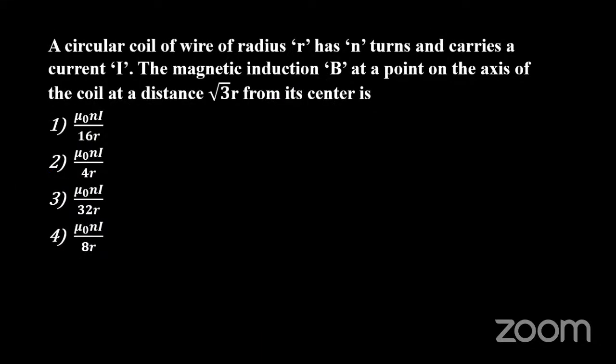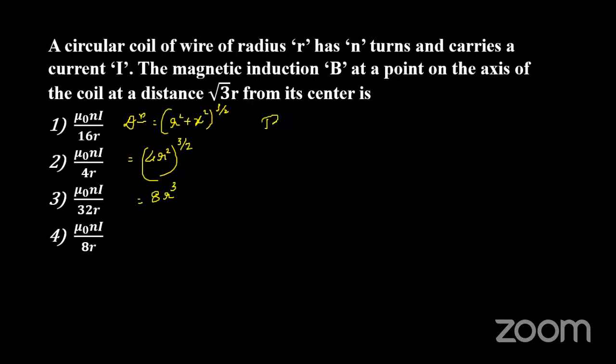A circular coil of radius r has n turns and carries a current I. Magnetic induction at a point on the axis, distance √3r. Now first I will do the denominator. What comes in the denominator? r square plus x square to the power 3/2. Let me solve this first. Distance √3r means 3r square. So it is 4r square to the power 3/2.